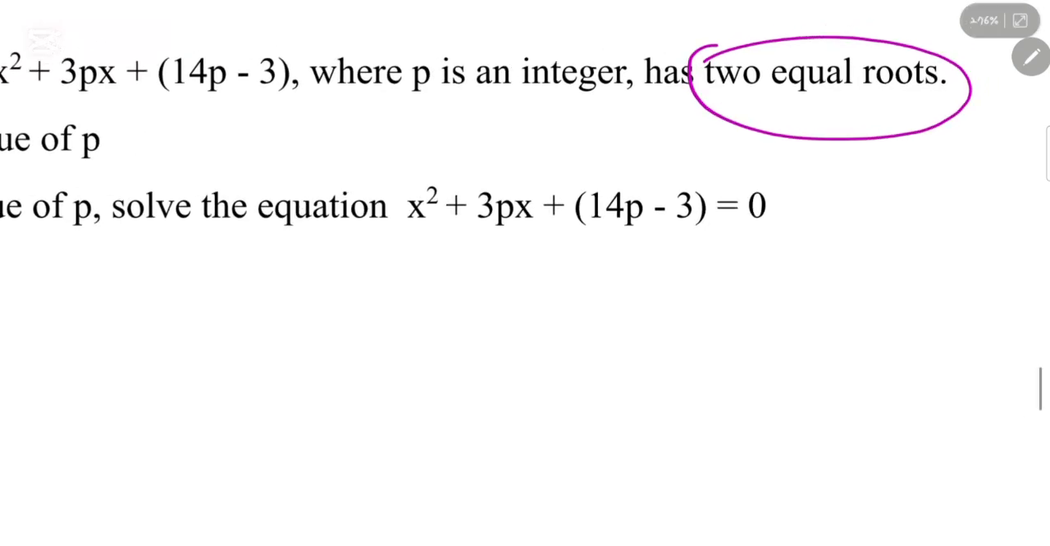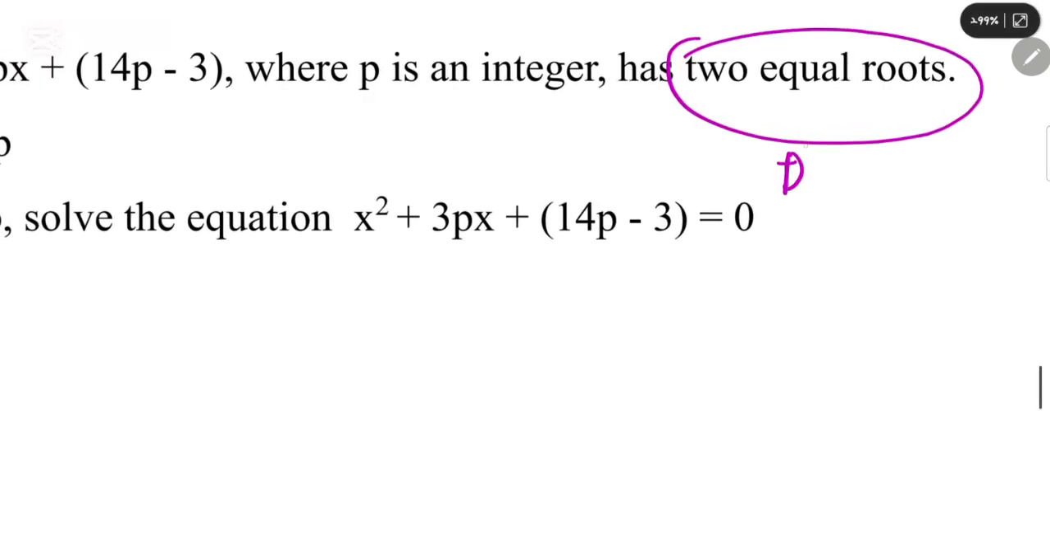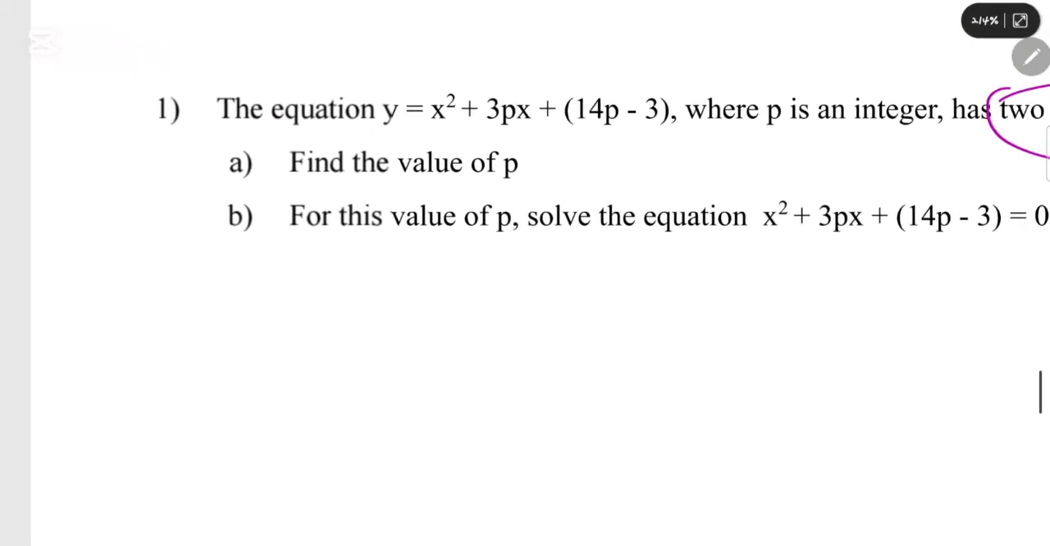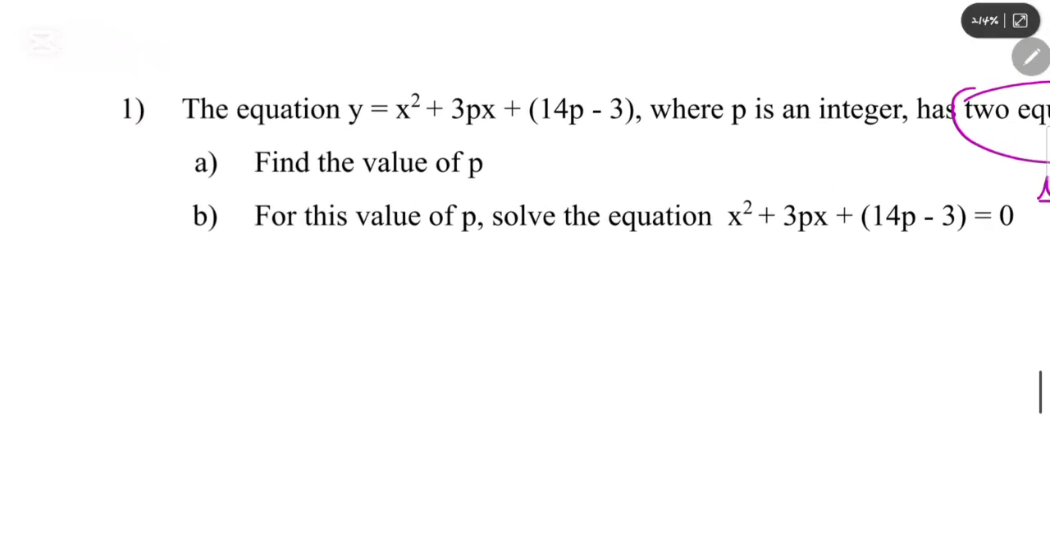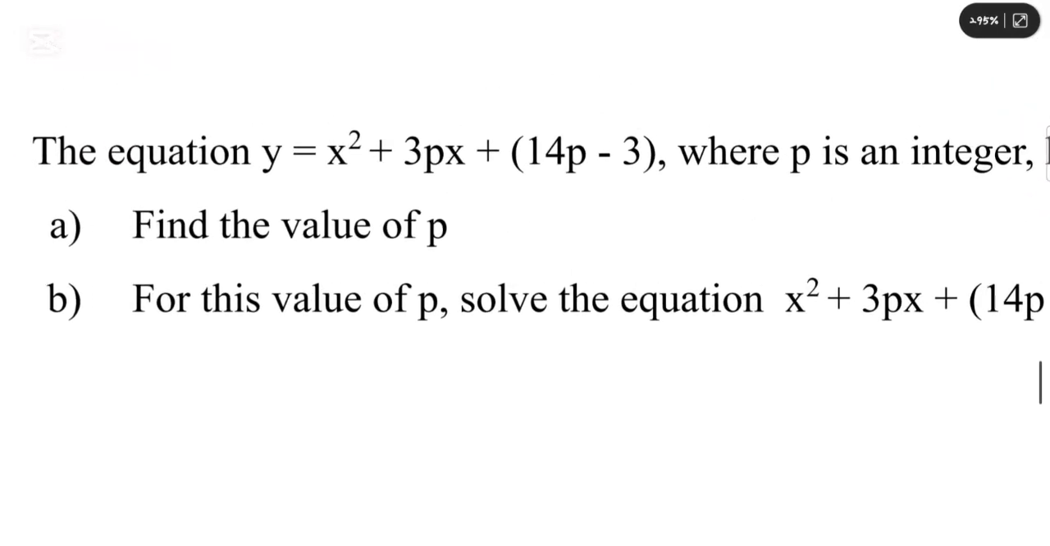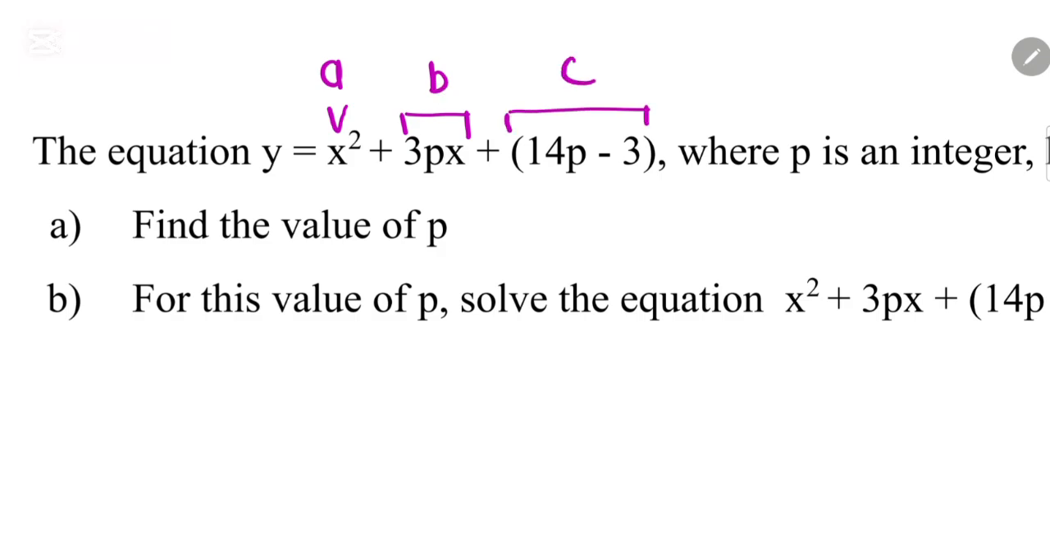Two equal roots means a double root, which means the discriminant is equal to 0. Okay, that's the first thing you have to establish. And then we know that these are not really numbers, they're expressions. But you can see that this is clearly the a value, 3px, that's the whole thing, right? This whole thing is b, and this whole thing is c.